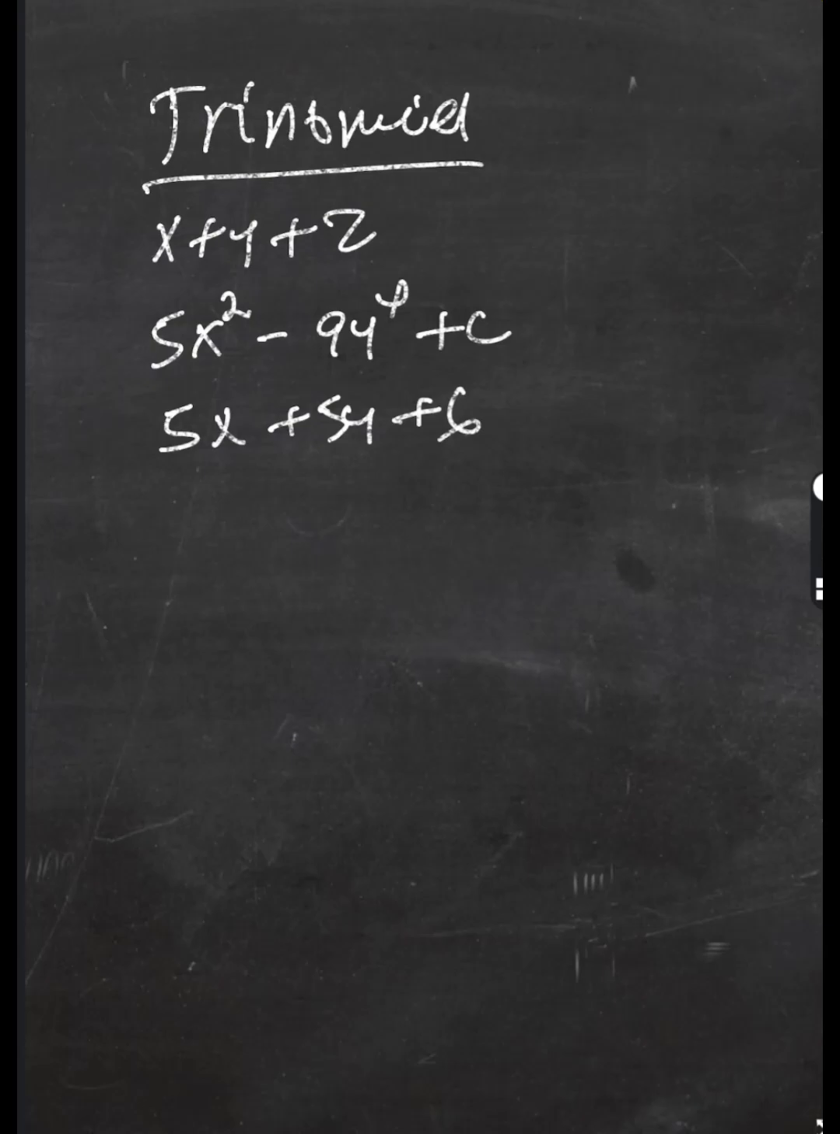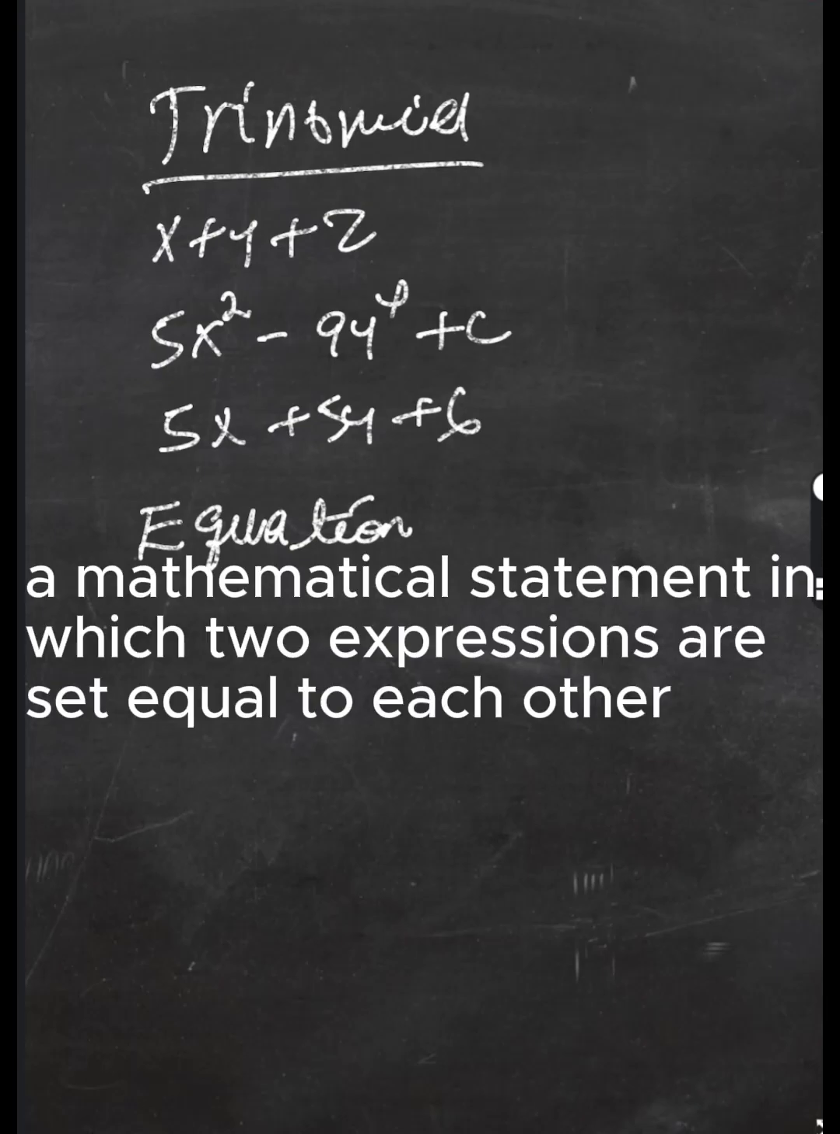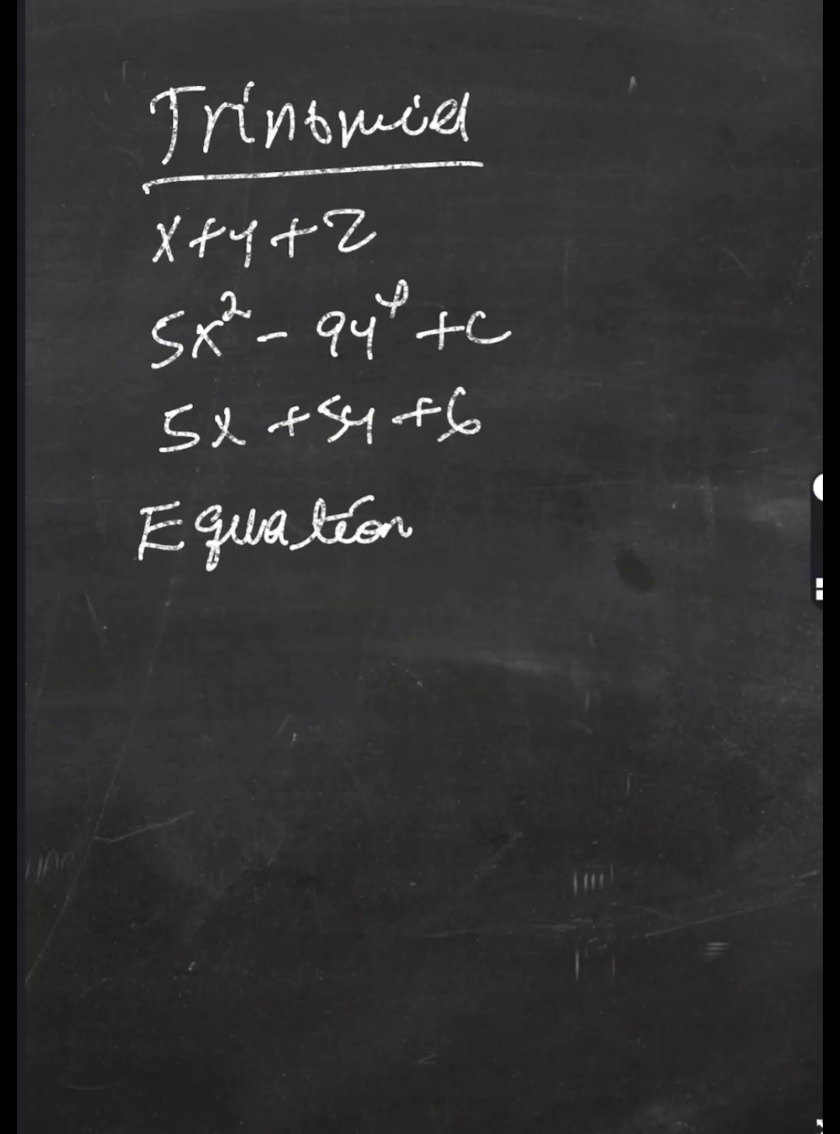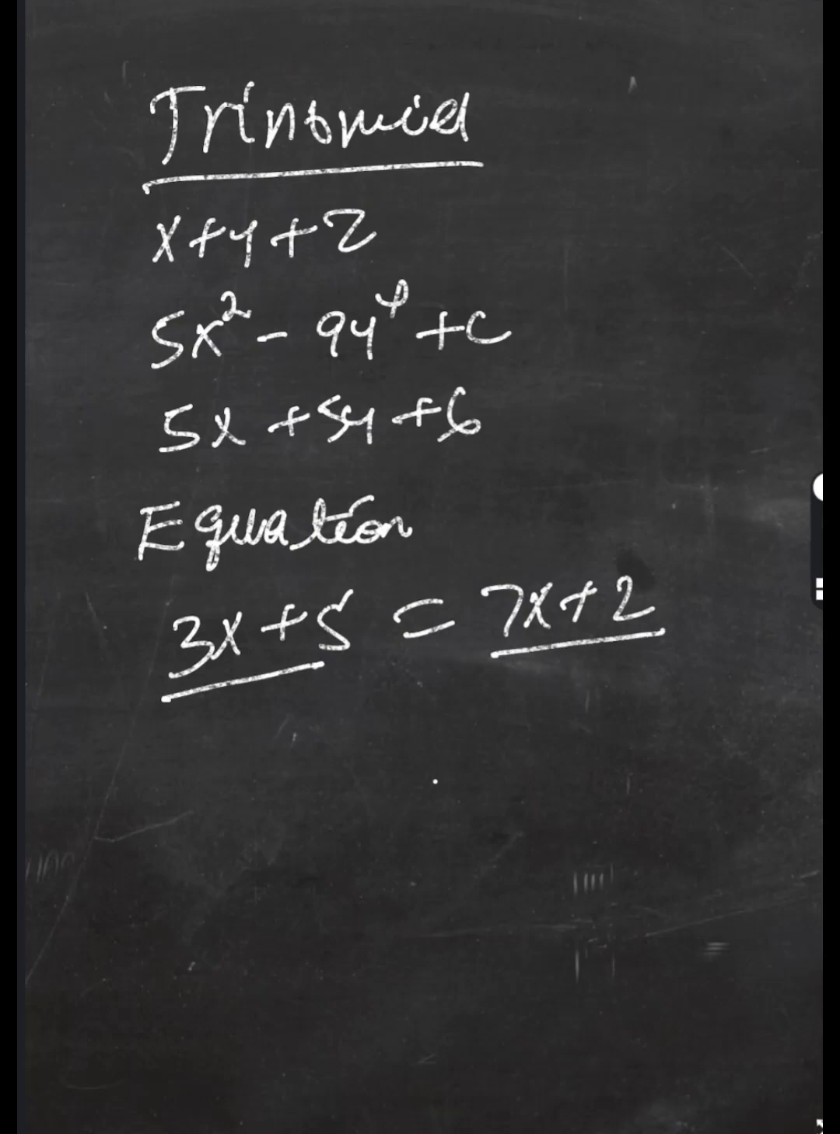Finally, but not the least, is equation. What is an equation? An equation is a mathematical statement in which 2 expressions are set equal to each other. For example, if I have 3x plus 5 is equal to 7x plus 2, this expression is equal to the other expression. So this is called an equation. Or if I have y is equal to 2 plus 3, that's also an equation.